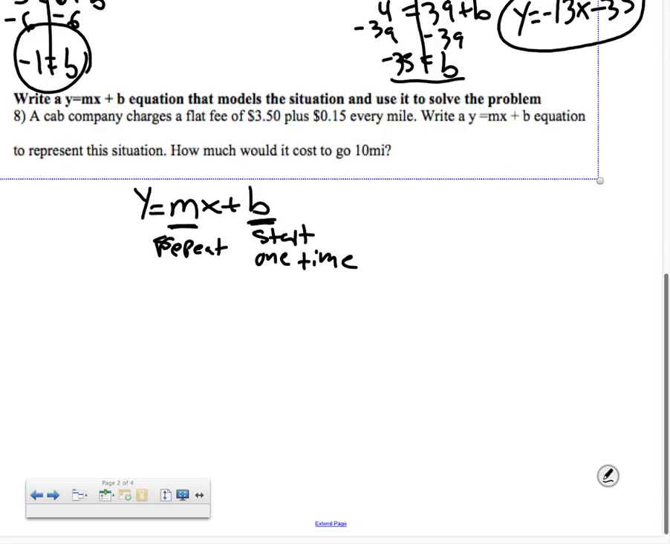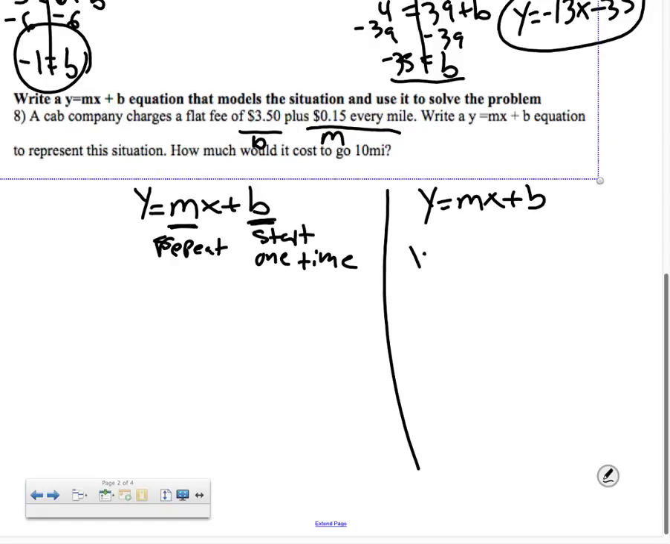In this case, we have a company that's charging a flat fee, so a one-time cost of $3.50, and then 15 cents every mile. It's a recurring cost. So $3.50 is my b because it happens once, and 15 cents, that's my m because it happens recurrently. So my equation y equals mx plus b is now going to be y equals 0.15x, because that's my slope, plus 3.50, because it's my b. Now I'm not done yet, because this is actually a two-part question.